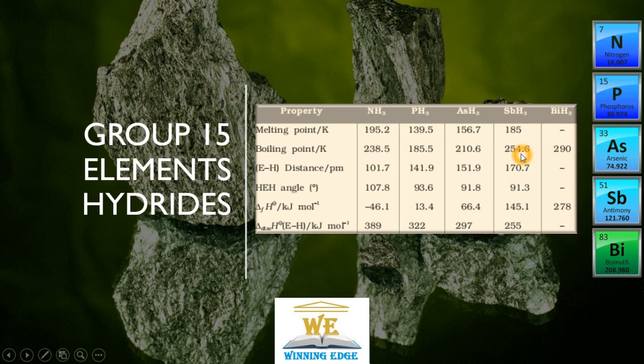The reason is the increase in molecular size. There is an increase in van der Waals forces, which depend on molecular size. So that is the reason bismuth hydride has the highest boiling point of all the hydrides of group 15 elements.